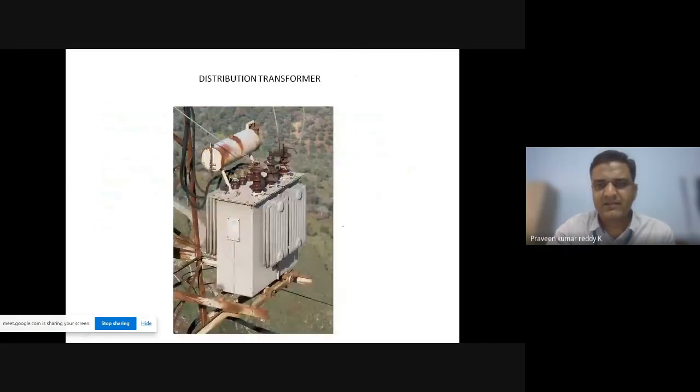Then we have distribution transformers, which we can see nearby our houses. They are small transformers compared to the previous one. This is called a distribution transformer. It can be 11 kV to 440 volts line to line voltage, or 230 volts line to phase, where the phase voltage V can be 230 volts. So distribution transformers will look like this, and the range of them will be like this.